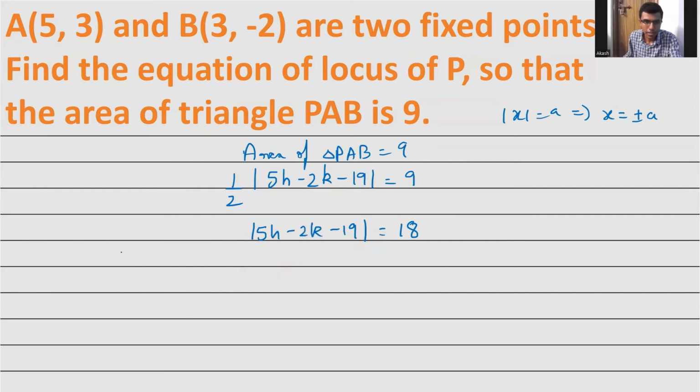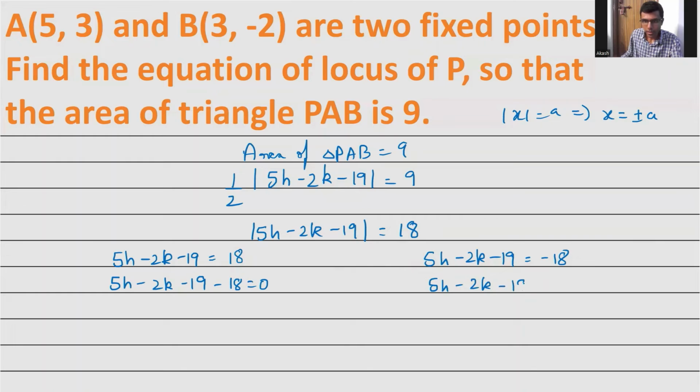Now, my first case is 5h minus 2k minus 19 is equal to 18, and another case is 5h minus 2k minus 19 is equal to minus 18. Just bring this 18 here and this minus 18 here. So I add 5h minus 2k minus 19 minus 18 is equal to 0. Here I have 5h minus 2k minus 19 plus 18 is equal to 0. Therefore, I have 5h minus 2k minus 37 is equal to 0. Minus 19 minus 18 is minus 37.